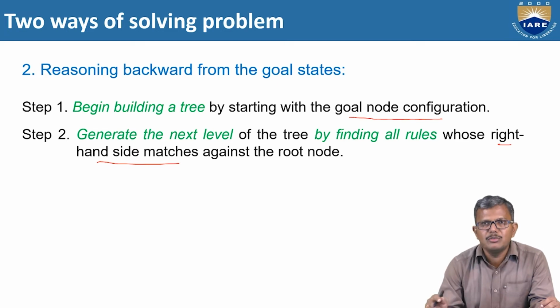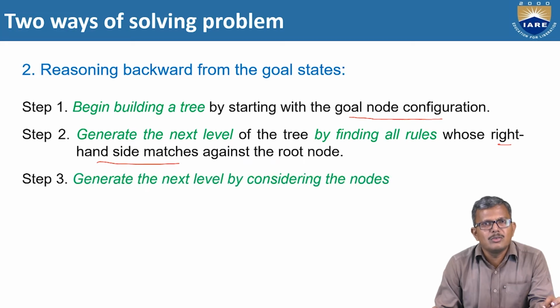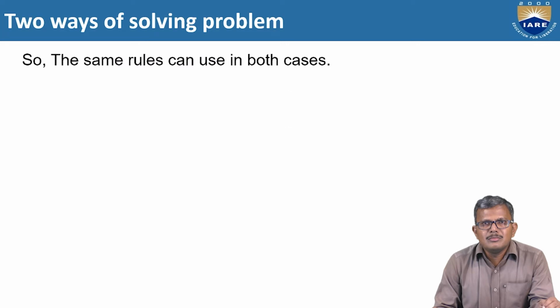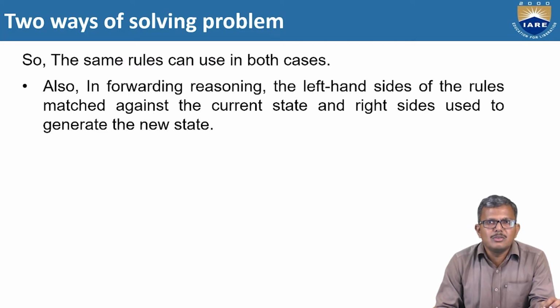The same thing. So we have to follow the same thing and we have to generate the search tree for this one. So the next step will be, we have to generate the next level by considering the nodes in the previous level and applying it to all the nodes whose right hand side matches. That is important. In the forward reasoning, we are looking at the left side part. But in the backward reasoning, we are looking at the right side part. So there are two different ways how we can solve the problems. Okay.